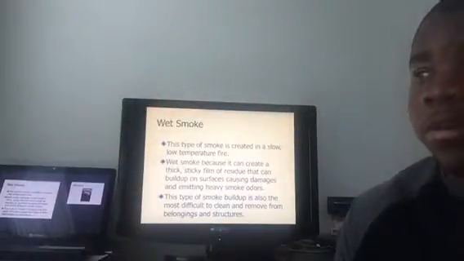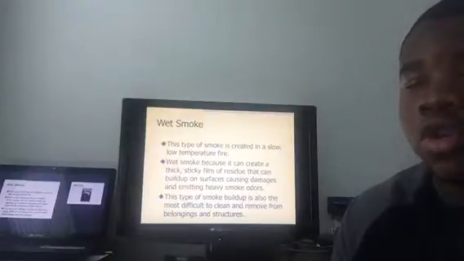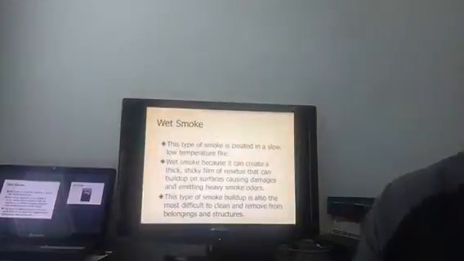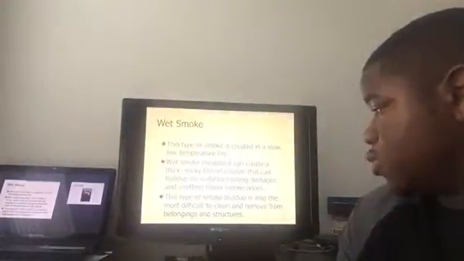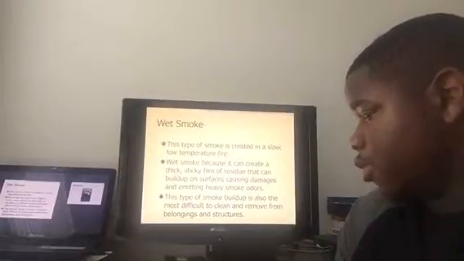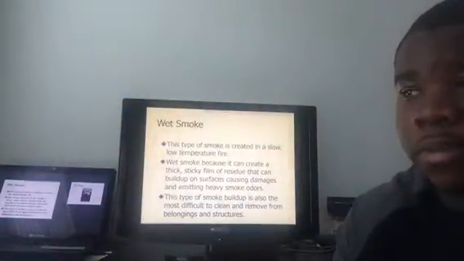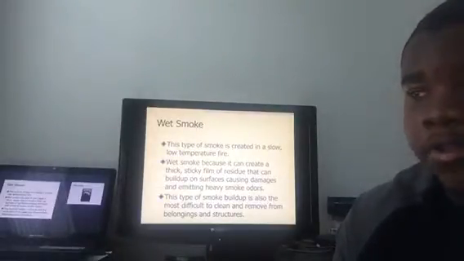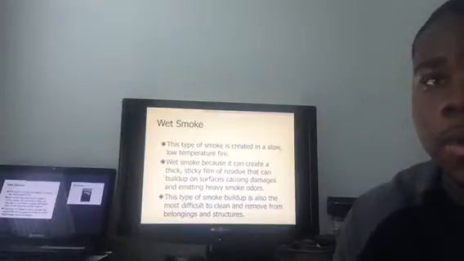they're really damp and moist. They won't burn as if they were dry, and the smoke will be a lot clearer than if they were really dry. This type of smoke buildup is also the most difficult to clean and remove from belongings and structures. So that's very important when we're talking about property conservation. That's one of the three main goals of the fire department: property conservation. So that's very important when trying to conserve people's property.